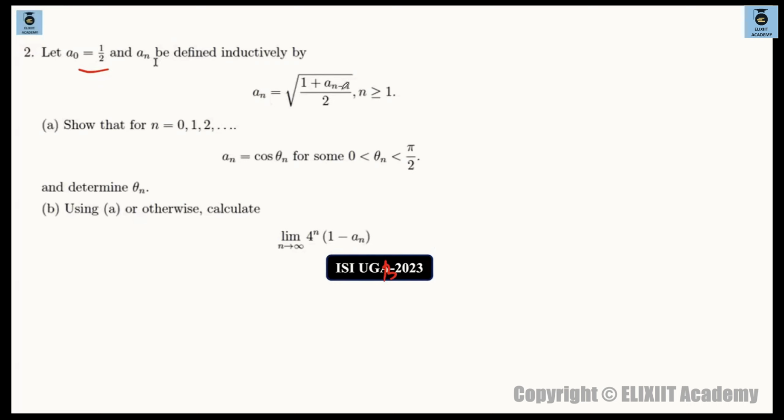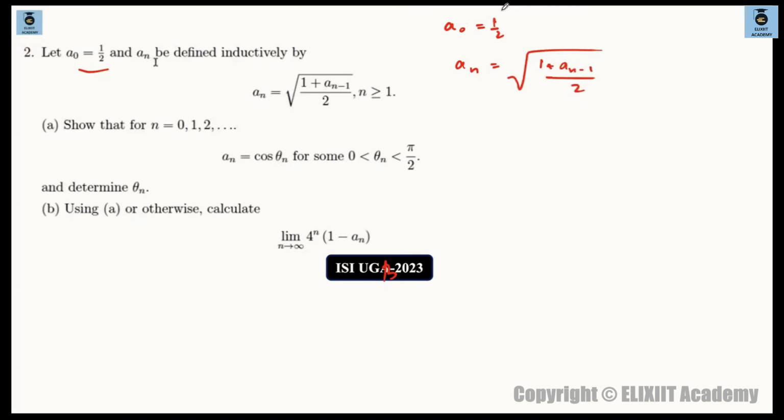So first, what is given? A0 is given to be half. Let's focus on the first part first, and then we'll come down to the next part in part B. So A0 is half. ये चीज दे रखा है, and what else is given? An is given to be this. An is root over of 1 plus an minus 1 divided by 2.